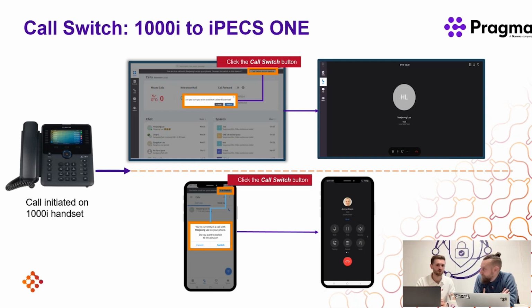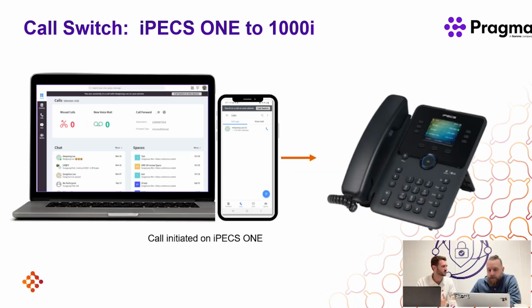seamlessly. And we've got that call. So great for user experience, retaining the call, and good for customer service in different types of environments where you're looking to use it. So yeah, nice feature again, Andy. And I think we can also do it the other way as well, can't we? So iPECS One to 1000i.